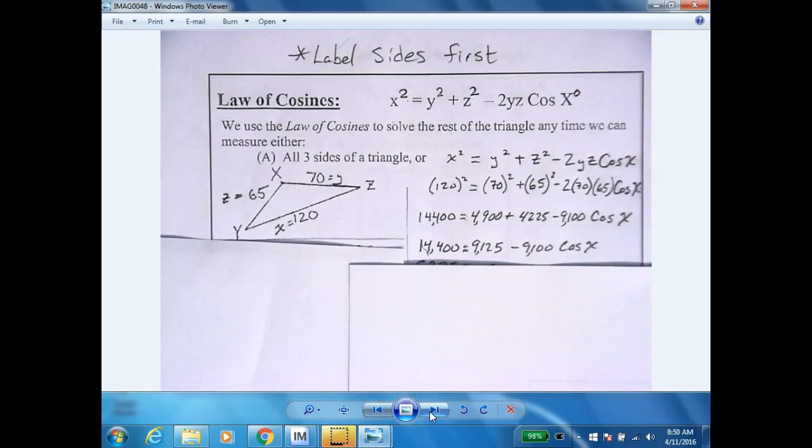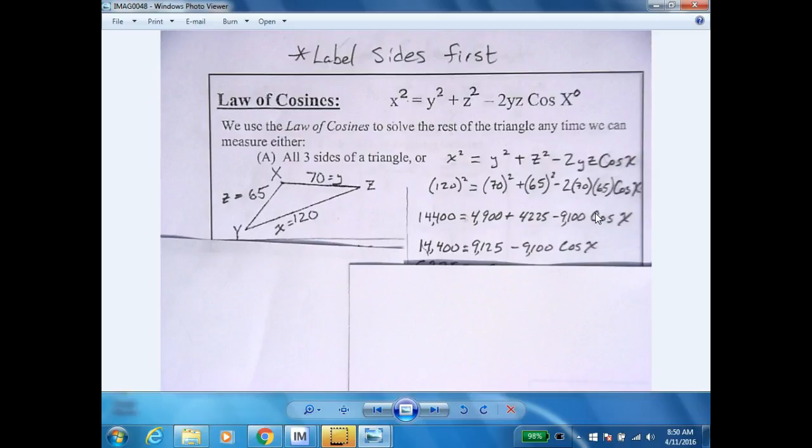14,400 is equal to 9,125 minus 9,100x. So I combine which two things? Good, I only combine the 4,900 and the 4,225, right? These two pieces right here. I can't put the 9,100 in with it because it's connected to the cosine x. Okay, it's a common mistake there. You cannot put this piece right here with those two pieces, because this is connected to that through multiplication.